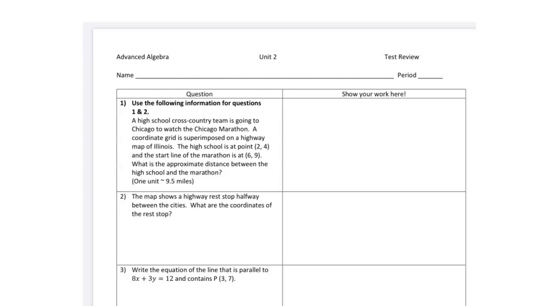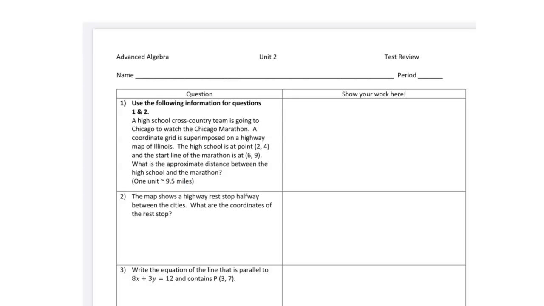All right, so starting with number 1, we have a high school cross-country team going to Chicago to watch the Chicago Marathon. A coordinate grid is superimposed on a highway map of Illinois. The high school is at the point (2, 4), and the start of the line of the marathon is at (6, 9). What is the approximate distance between the high school and the marathon? We're given a key that says 1 unit is congruent to 9.5 miles.